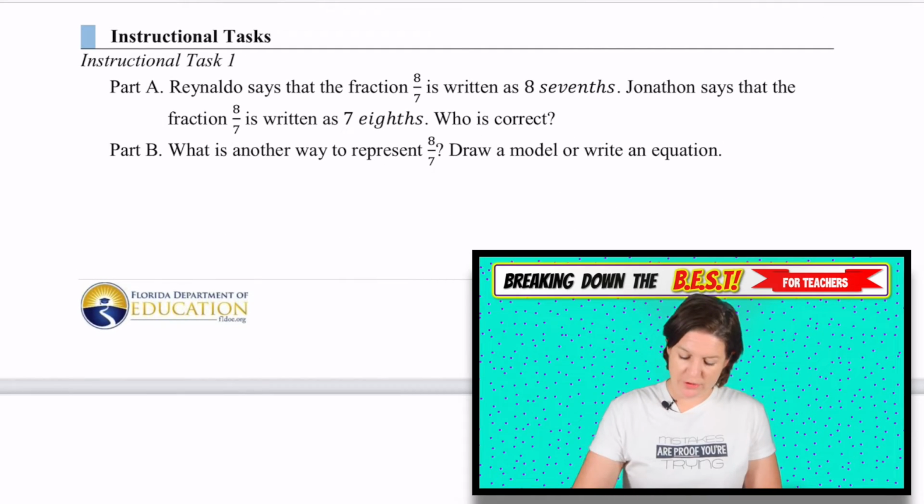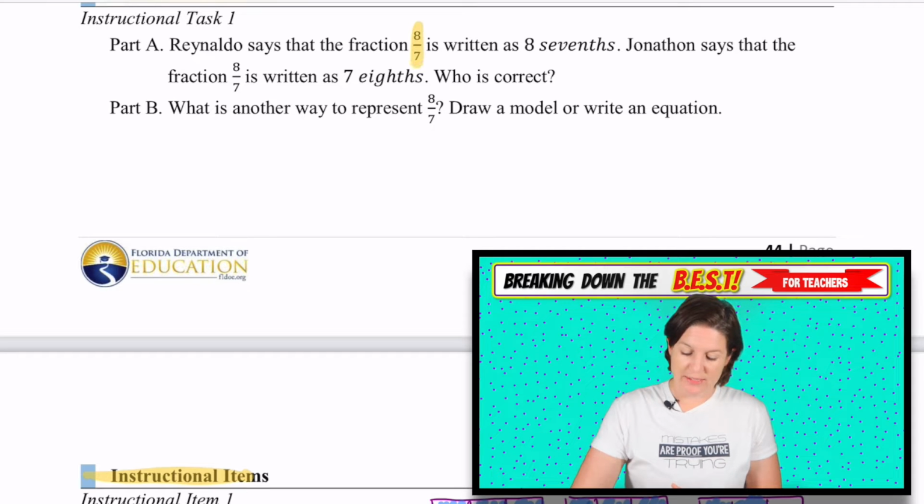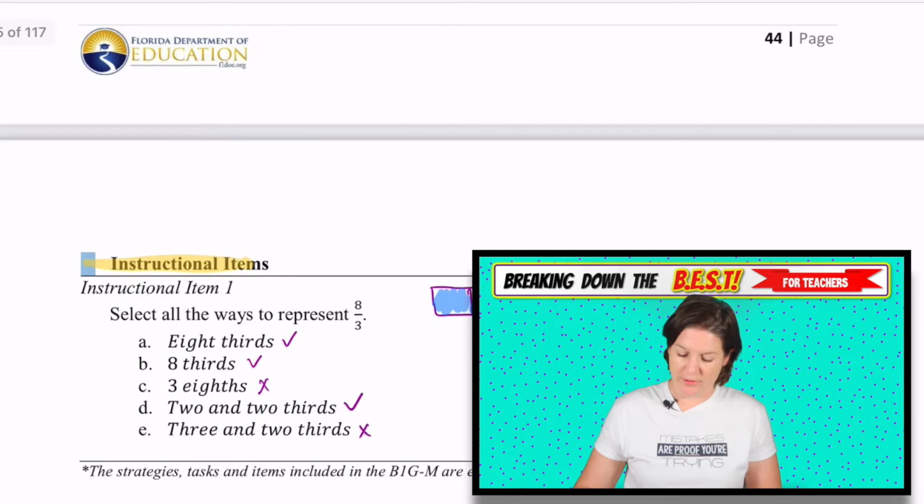And then here we have instructional tasks and instructional items where you get to see the standard in action. So we have 8/7 being written as 8/7, and then somebody else writing it as 7/8, who's correct. Let's draw a model, write an equation, all of that.